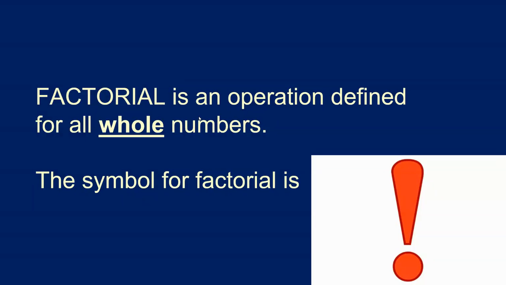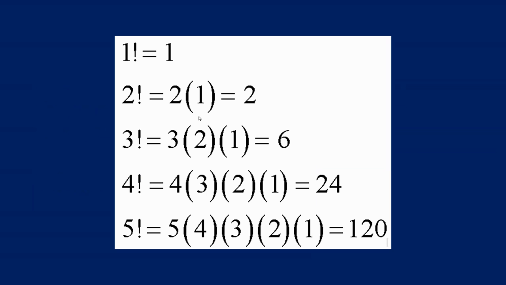Factorial is an operation that's defined on whole numbers. You might remember that whole numbers were like 0, 1, 2, 3. They were never negative, they were never fractions. This is something that you can only do with whole numbers. Again, the symbol is always an exclamation point. There's a couple of ways you can think about factorials.